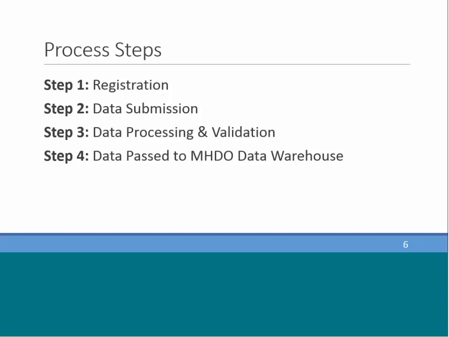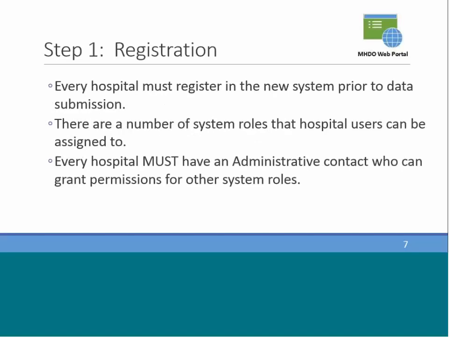So there are 4 steps in the process that I'm going to walk you through. The first is registration. The next is data submission. The third is the data processing and validation. And finally, the data being passed into the MHDO data warehouse. So step 1, registration.